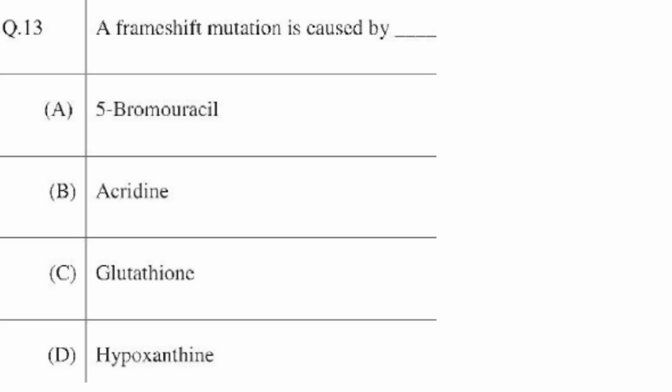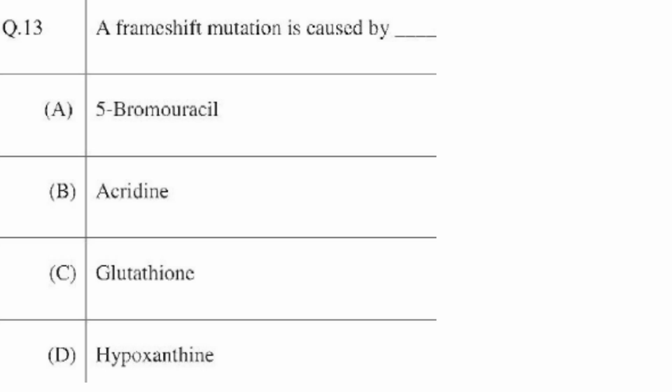Then next one. A frame shift mutation is caused by. So a frame shift mutation occurs when one or more nucleotides are inserted or deleted and this results in shifting of the frame. That is altering the codon sequence and the protein produced will be abnormal. That is called frame shift mutation.